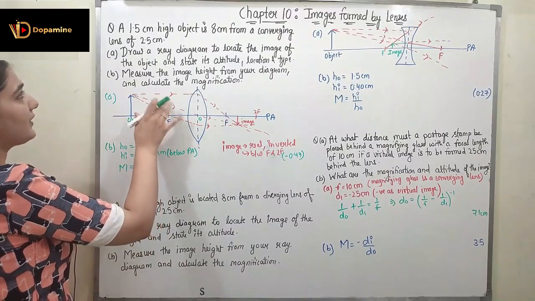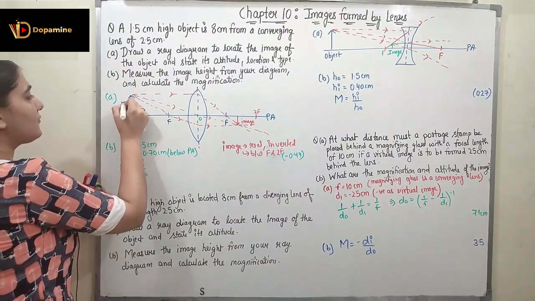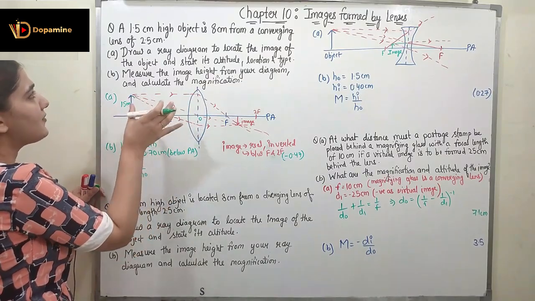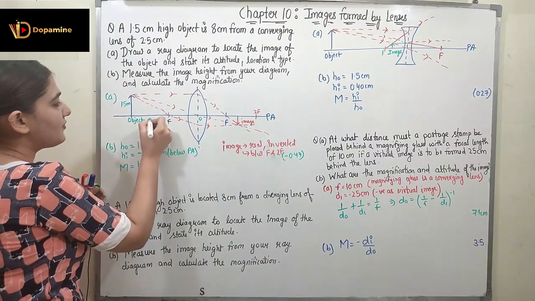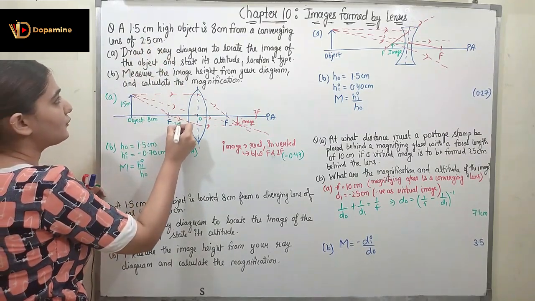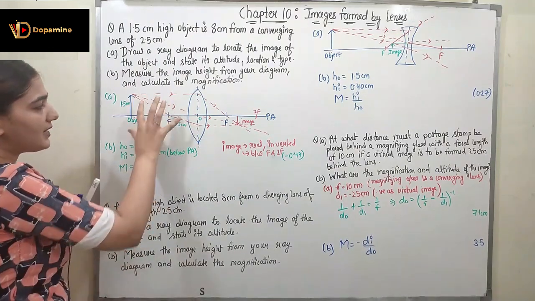So now for the diagram we will be seeing the height of the object, which is 1.5 centimeter, right? We will be making a converging lens and placing the object 8 centimeter away. So here we will have 8 centimeter distance and the lens has a focal length of 2.5 centimeter, right? So this is how we can make the ray diagram.